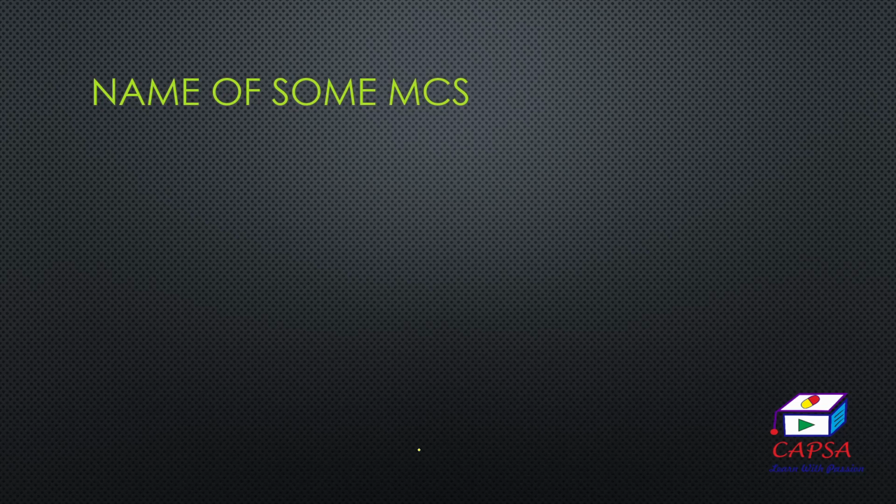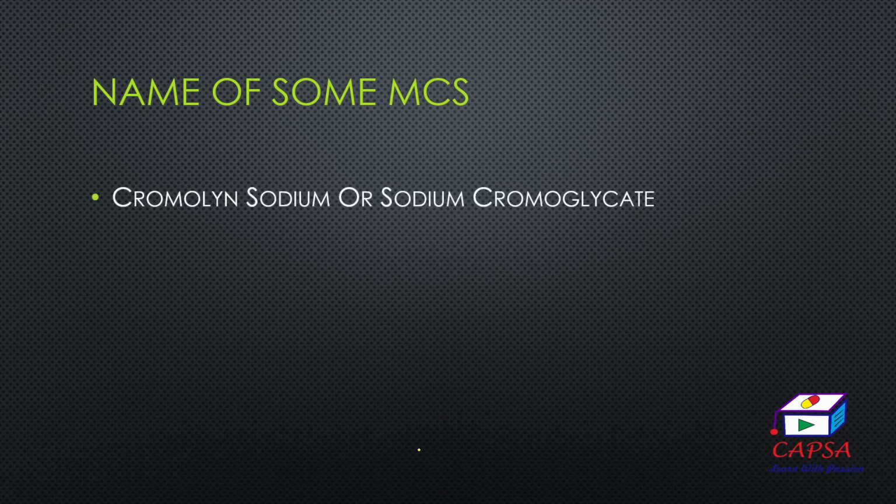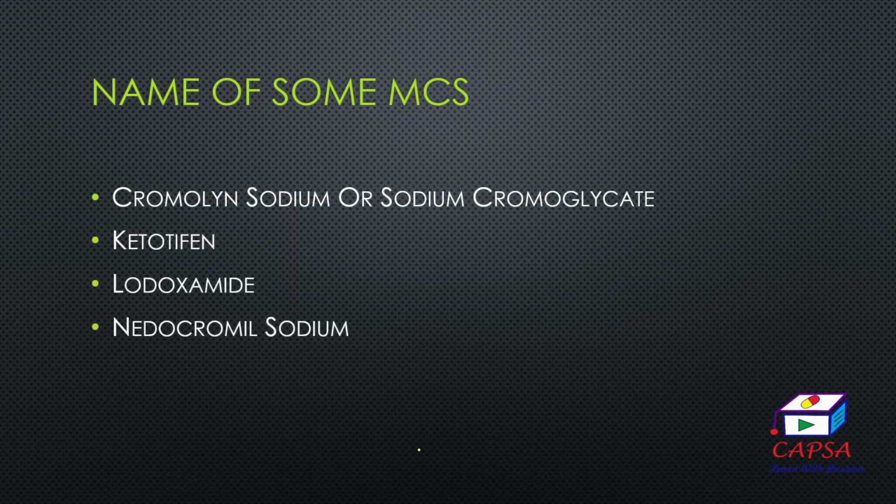Okay. Now, we need to know some examples or names of mast cell stabilizers. They are cromolyn sodium or sodium cromoglycate, ketotifen, lodoxamide, nedocromil sodium, and pemirolast. Cromolyn sodium or sodium cromoglycate is not absorbed orally. It is given through the inhalation route.